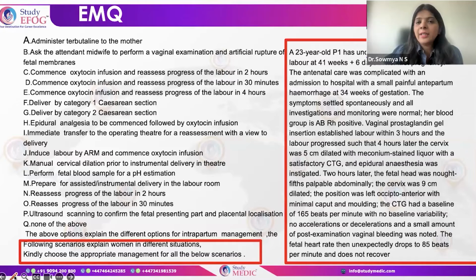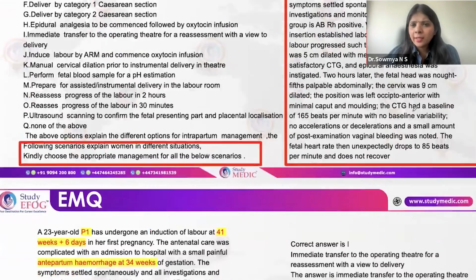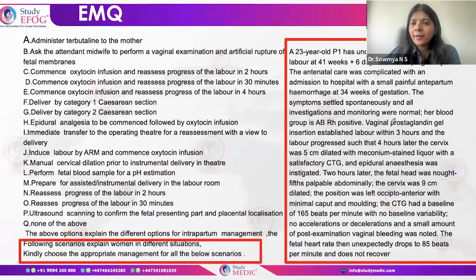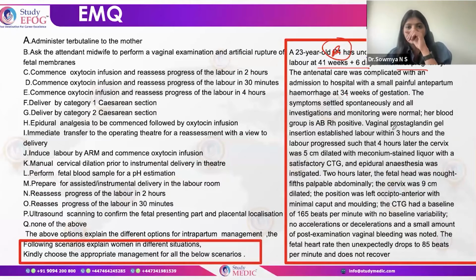So here I have a 23-year-old lady, multiparous, that's fine, who has undergone induction of labor at post-dates in her first pregnancy. So this is not multiparous, this is a primigravida in her first pregnancy. Antenatal care was complicated with a small APH at 34 weeks, she was admitted with the APH, and blood group is positive. So that's fine. Now she has been induced with prostaglandin gel and labor progressed well. Cervix was 5 centimeters dilated, meconium, but the CTG is fine, okay? And epidural analgesia is there.